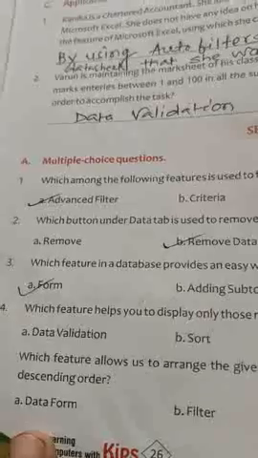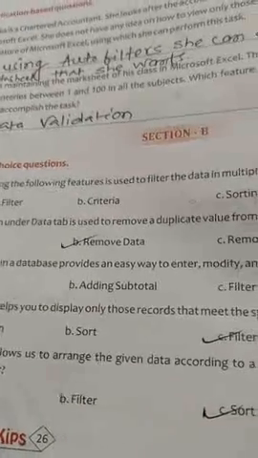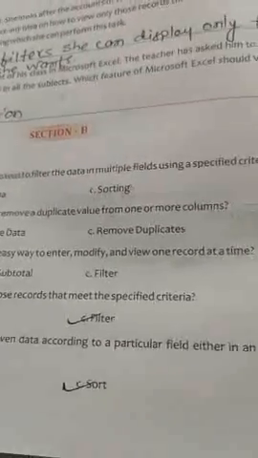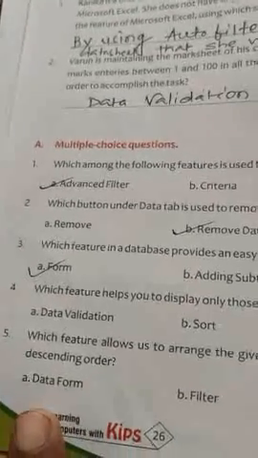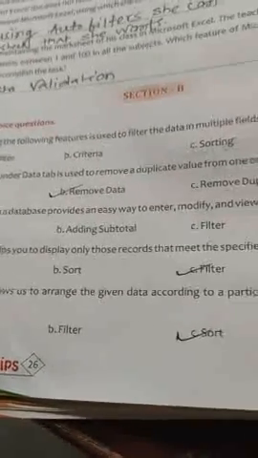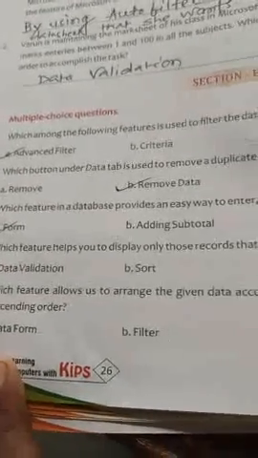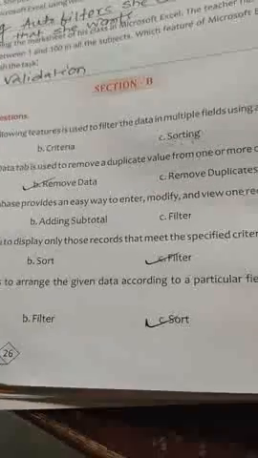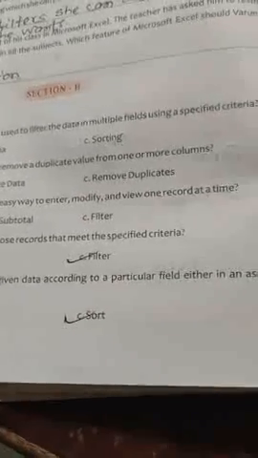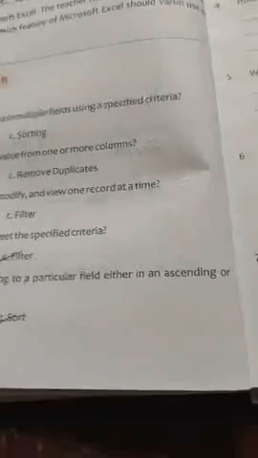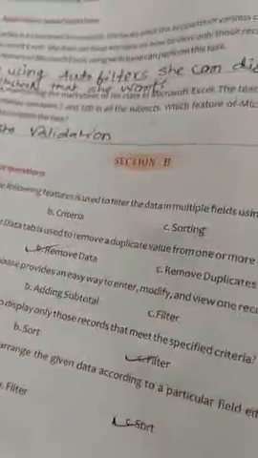And third question, which feature in a database provides an easy way to enter, modify and view one record at a time? Answer is form. And fourth question, which feature helps you to display only those records that meet the specified criteria? Answer is filter. And which feature allows us to arrange the given data according to a particular field, either in ascending or descending order? Answer is sort.